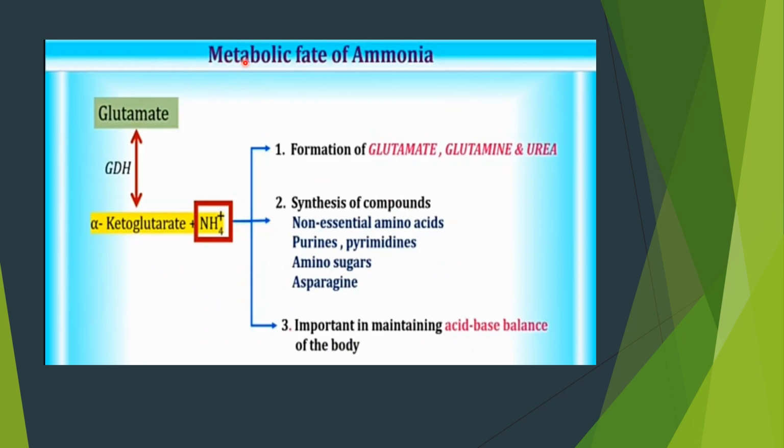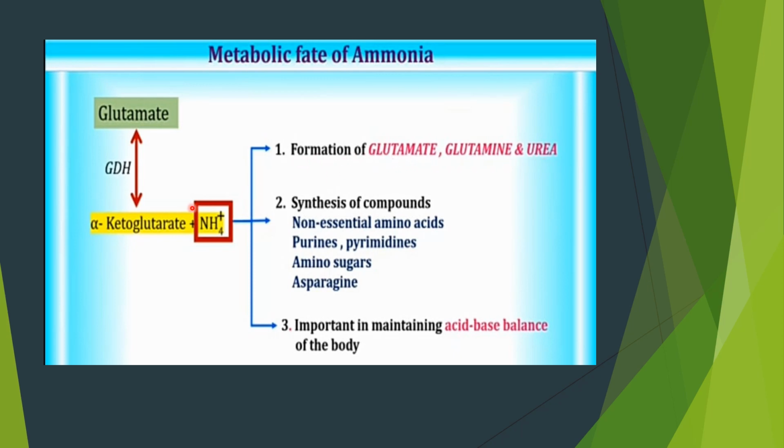First of all, we will see the metabolic fate of ammonia. As you know, glutamate acts as a collecting center of amino groups from various amino acids. Then during the deamination reaction, this glutamate is converted into alpha ketoglutarate and a free ammonium ion is released. This ammonium ion or ammonia formed has different fates. It may be converted to glutamate, glutamine and urea.